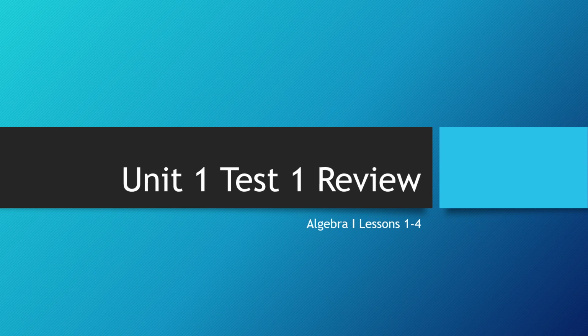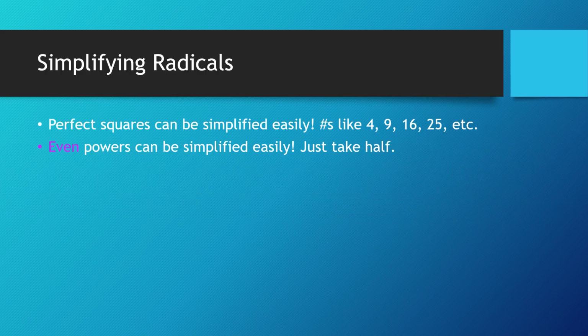This is the Unit 1 Test 1 review recording. This test covers lessons 1 through 4 from our Canvas course. The first topic we're going to review is on simplifying radicals.